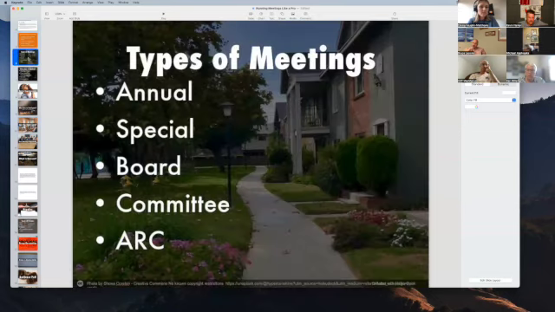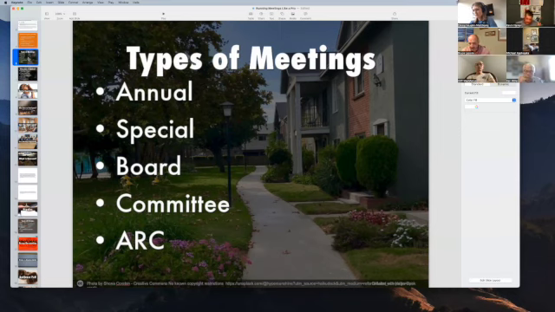Now, in most community associations, there are several types of meetings: annual meetings, special meetings, board meetings, committee meetings, and architectural review committee meetings. The first two, annual and special, always imply that the assembly, the individuals entitled to participate and vote, are the owners, all lot owners. For board meetings, the assembly, those entitled to participate and vote, are board members.